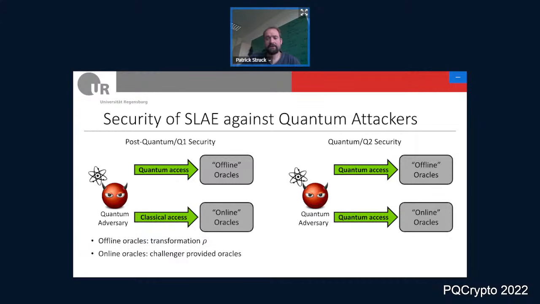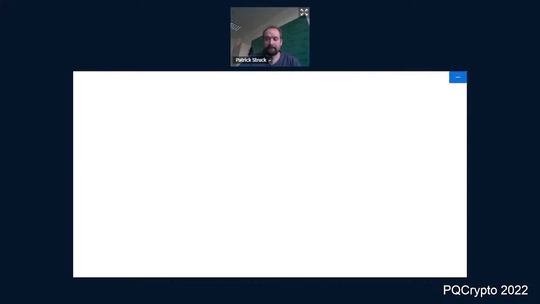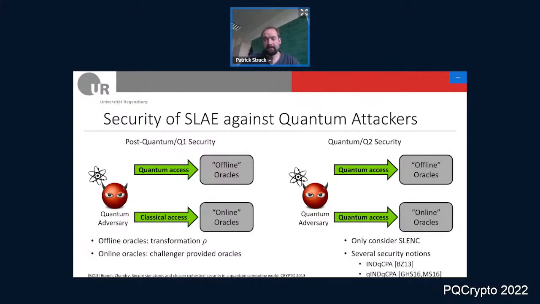The other model that we are then considering is the quantum or Q2 security. And here the difference is that also to the online oracles, we can grant the adversary quantum access, by assuming that also the challenger has quantum computing power. And for this part, we only consider the encryption part of the construction, so not SLAE as a whole, but SLENC, the underlying encryption scheme. And then we have several different security notions that we need to consider in this setting, by Boneh and Zhandry from 2013, by Gagliardoni, Hülsing, and Schaffner from 2016, as well as by Mossayebi and Schnabl, also from 2016.